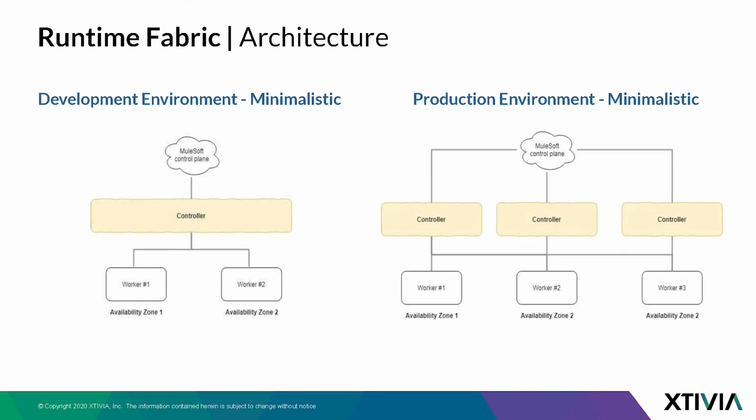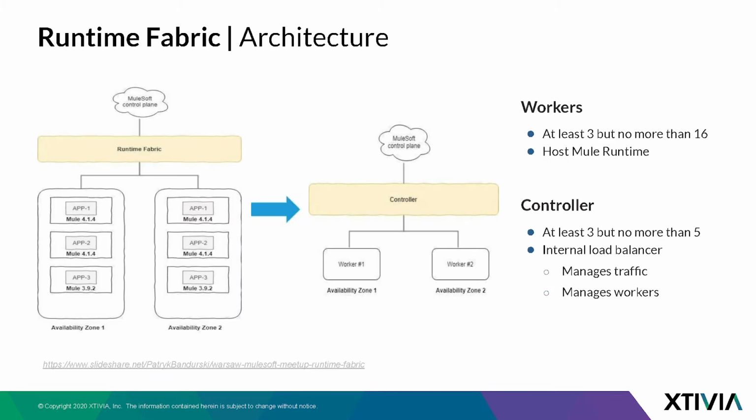So this is a typical architecture for our Runtime Fabric. The minimum requirement for production is 3 controllers and 3 worker nodes. Each node has to be assigned to a different availability zone in order to provide high availability in case of failover. That's the reason we keep them in different availability zones. Controllers can range from 3 to 5. 5 is the max, and 3 is the least for production.